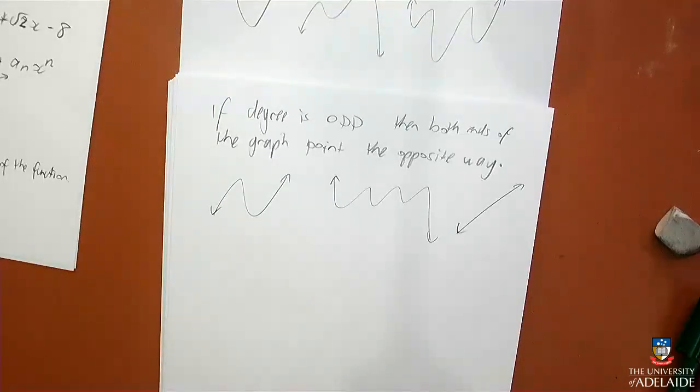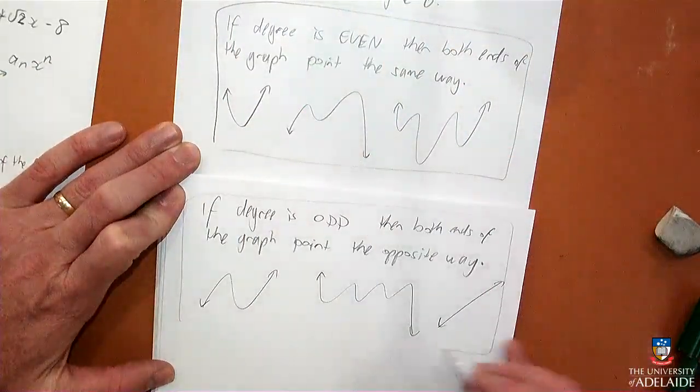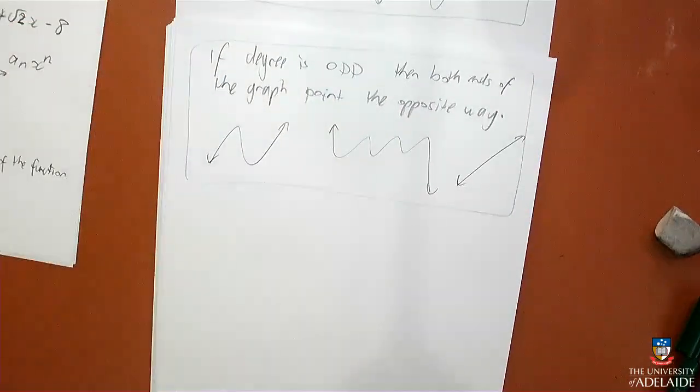What I haven't got to is how many of these turning points it's capable of having. So those were two very important pieces of information. They deserve to be in boxes. Okay. So the other piece of information is that the most number of turning points you can have is one less than the degree. And if you have an even degree, you can have an odd number of turning points, and for an odd degree you can have an even number of turning points.